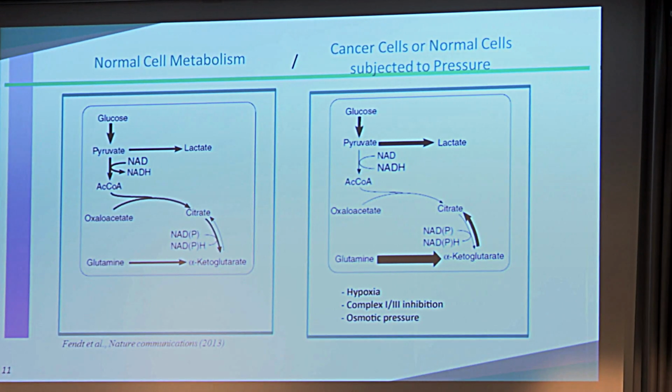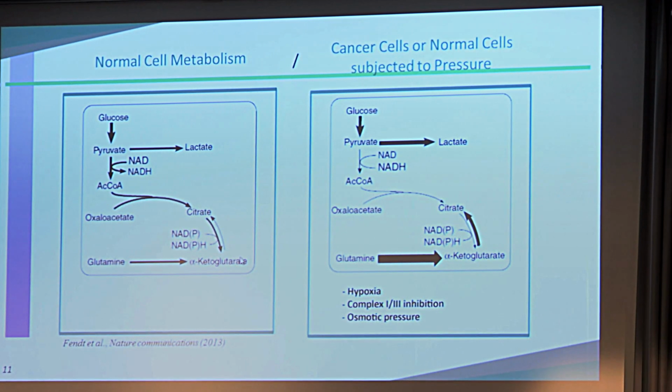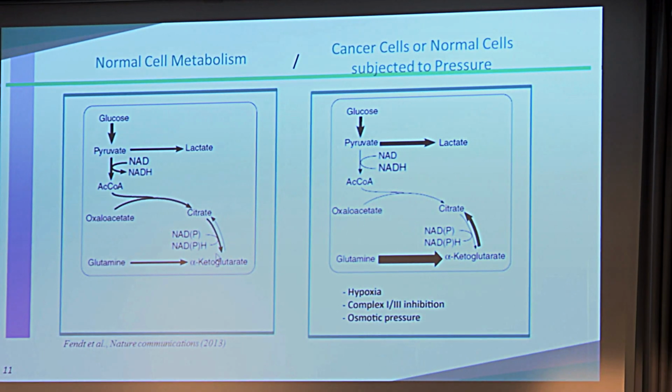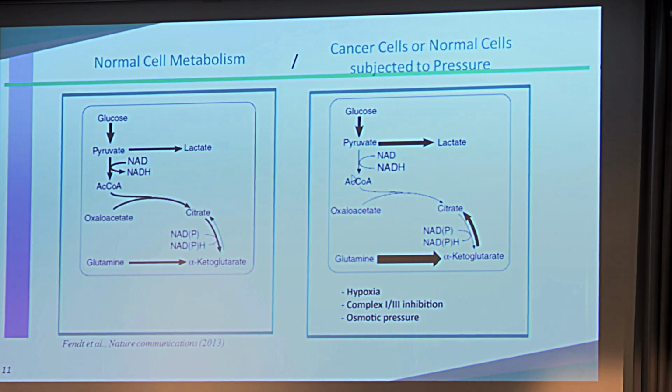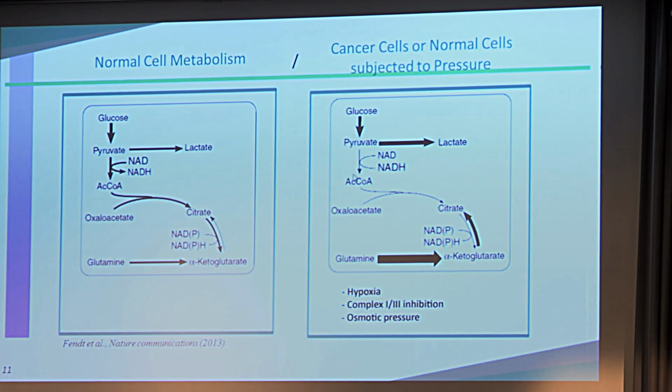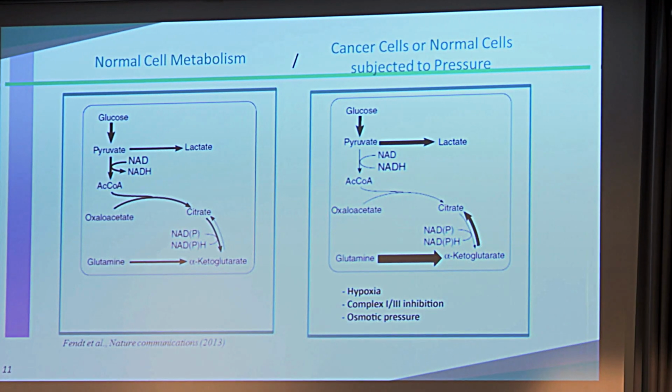So that's normal cellular metabolism. Glucose goes to acetyl-CoA, and we all know how it works. When you have increased pressure, we have data at this point supporting that glucose goes to acetyl-CoA. We have not measured lactate, but probably it's increased. And we have data supporting that, from another group, glutaminolysis is increased.